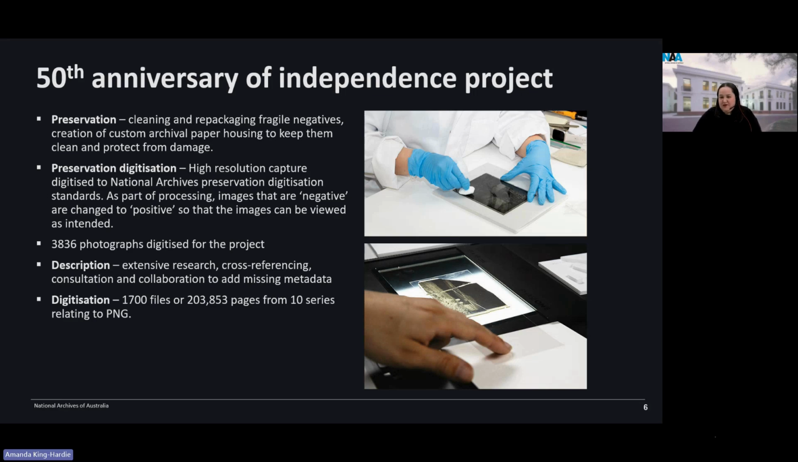Now, so far I've been talking about records and photographs, but what I want to do to really bring these words to life is share a few stories from our records.